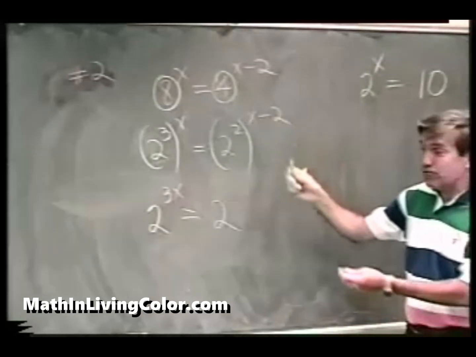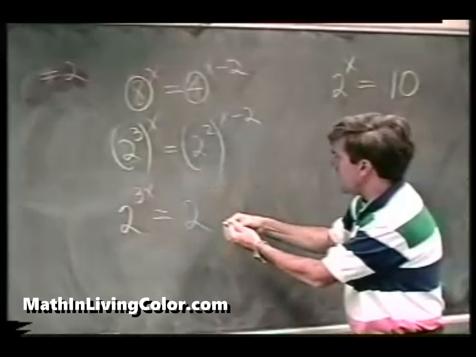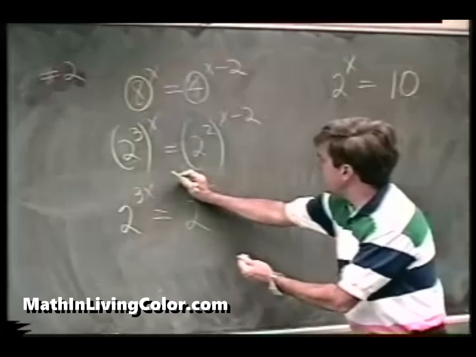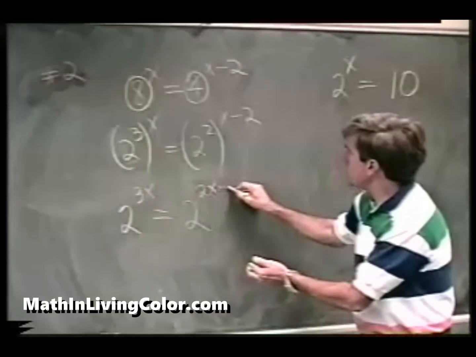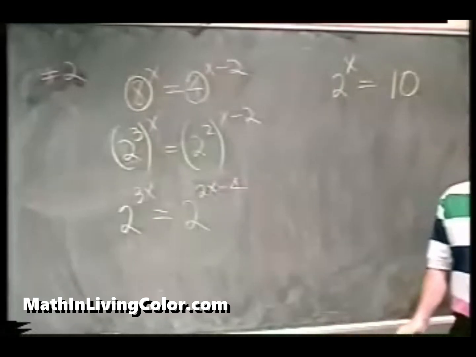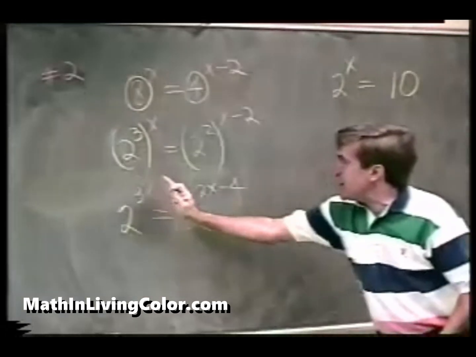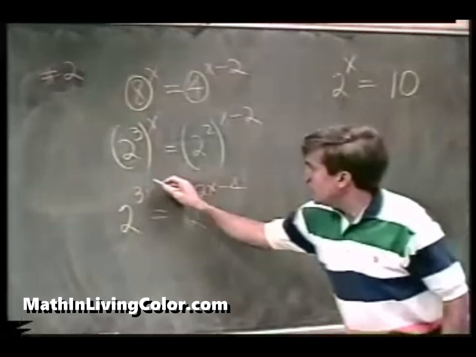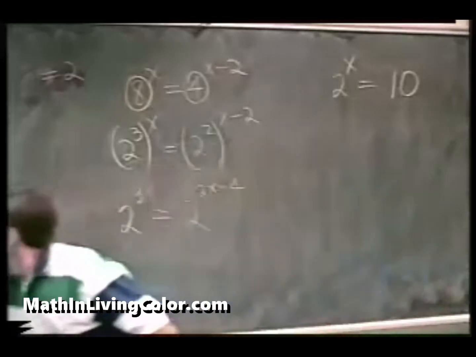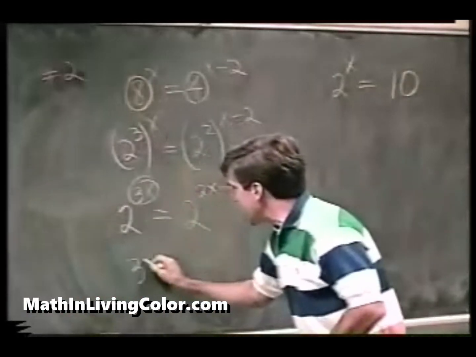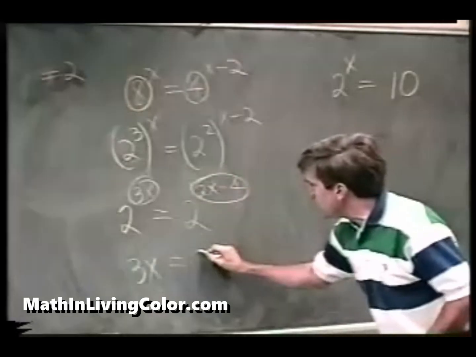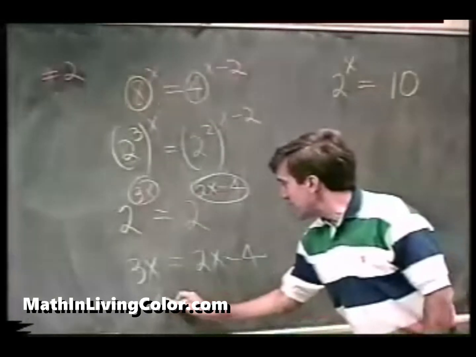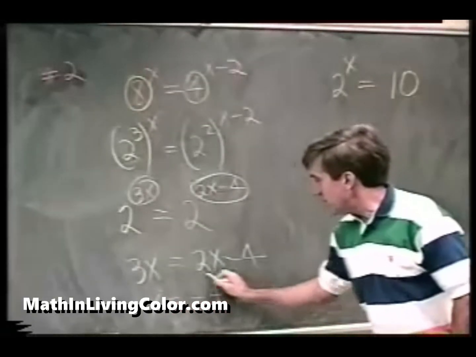Multiply exponents, so that would be 2x minus, I should have used pink chalk, 2x minus 4. Okay? 2x minus 4. Now, can you see you've got 2 to a power and 2 to a power? So what do you have to do to solve for x? Just say this power right here, 3x, is equal to this power right here, which is 2x minus 4, and then you solve for x. And therefore x equals negative 4. Okay?